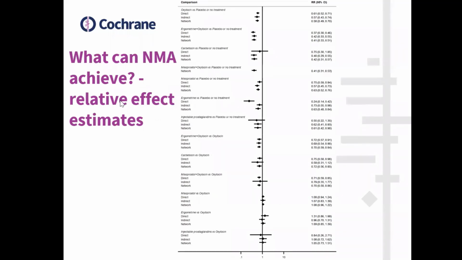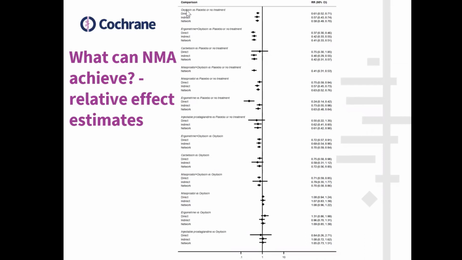So what can an NMA achieve? A relative effect estimate. This is what I was talking about before about the output. So it should give you the direct evidence. Rather than presenting the league table here, they've presented the results in a forest plot. But for each comparison, they've got the direct evidence, the indirect evidence, and the NMA estimate as well. So they've done that for the different interventions.